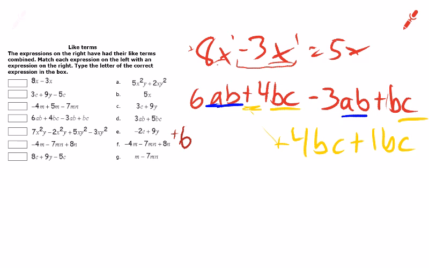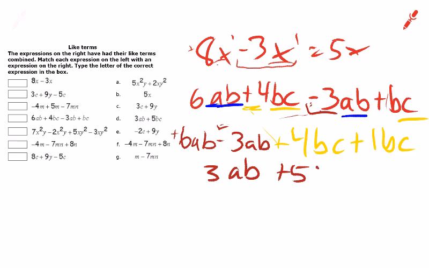A positive 6 average barbarians minus 3 average barbarians. Again, that minus comes because that's the sign in front of the minus 3. Okay? And we'll combine this. 6 minus 3 will give us 3 average barbarians plus 4 butt ugly children plus 1 butt ugly child. That's 5 butt ugly children.